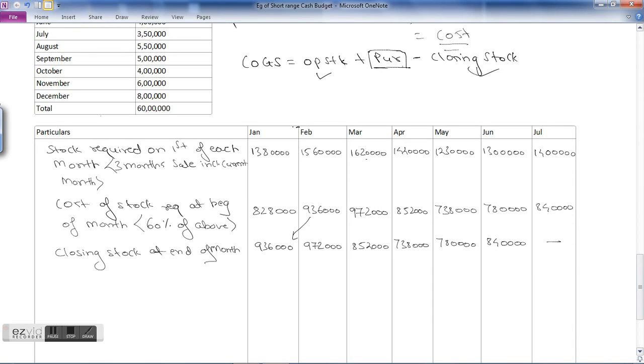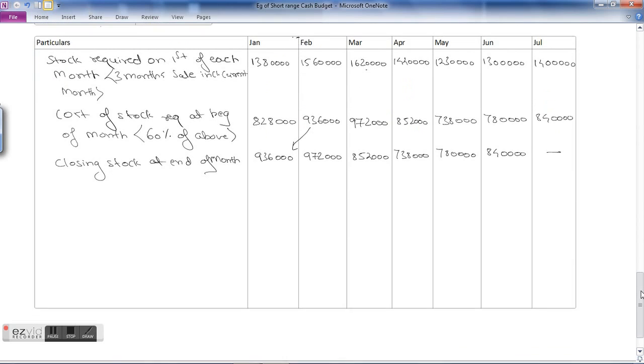Cost of goods sold, we can find out cost of goods sold from selling price. We have sales for each month, right? So cost is nothing but 60% of selling price, so we can find out cost of goods sold. So in short, purchases is equal to closing stock plus cost of goods sold minus opening stock. Okay, that will give you purchases for the month. Now closing stock we have got, right, for each month.